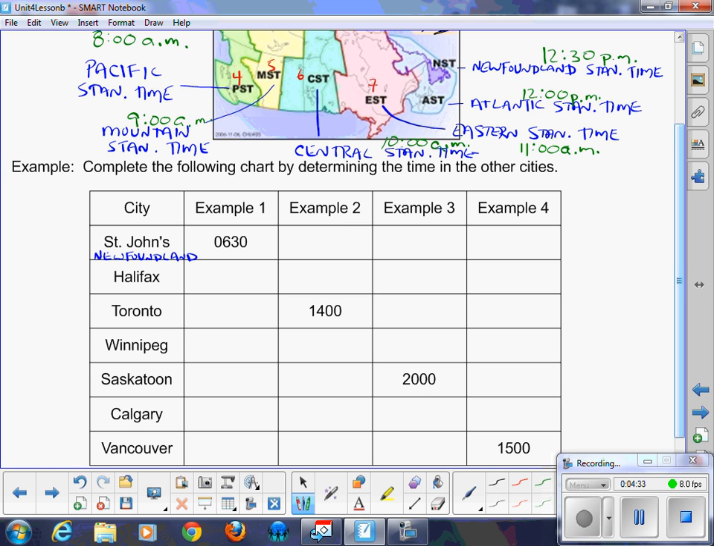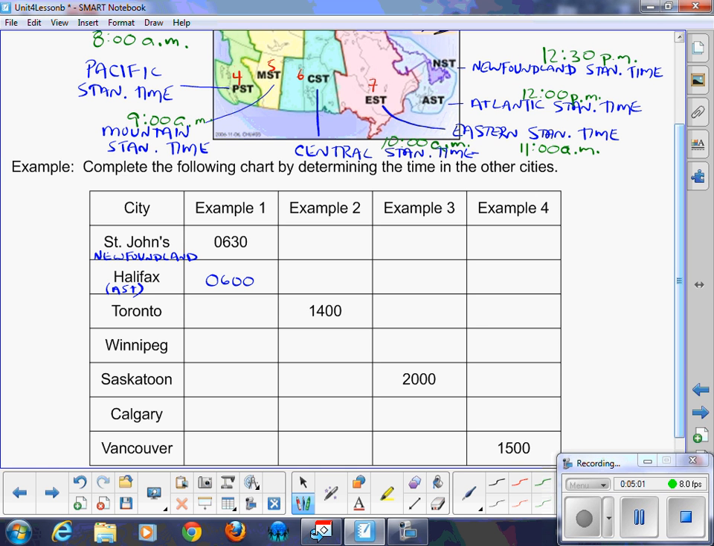All right. So what I want to do is just run down the table. We're going to go down each column. So for example, in St. John's, Newfoundland, if it's 6:30, and again, I'm using military time, so I'm going to work with military time. Hopefully you've got that practiced. Halifax is in Atlantic Standard Time, so I'm going to put AST to help you out with that. So it's a half hour earlier, so it's actually 0600 in Halifax.